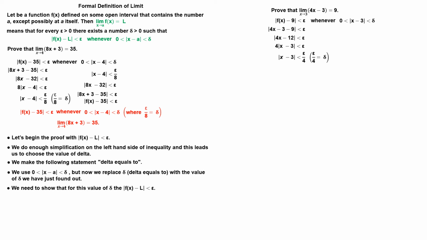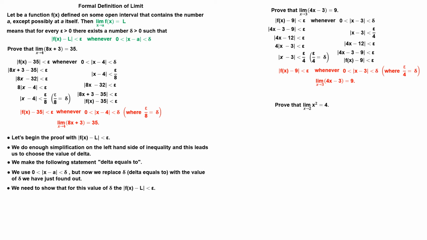We must prove this value of delta works. We go back to the next statement in the proof and use the distance between x and 3 is less than delta. We replace delta with the value of delta we have just found. We need to show that for this value of delta, the distance between f of x and L is less than epsilon. So the limit of f as x approaches 3 is 9. Let's see another example.